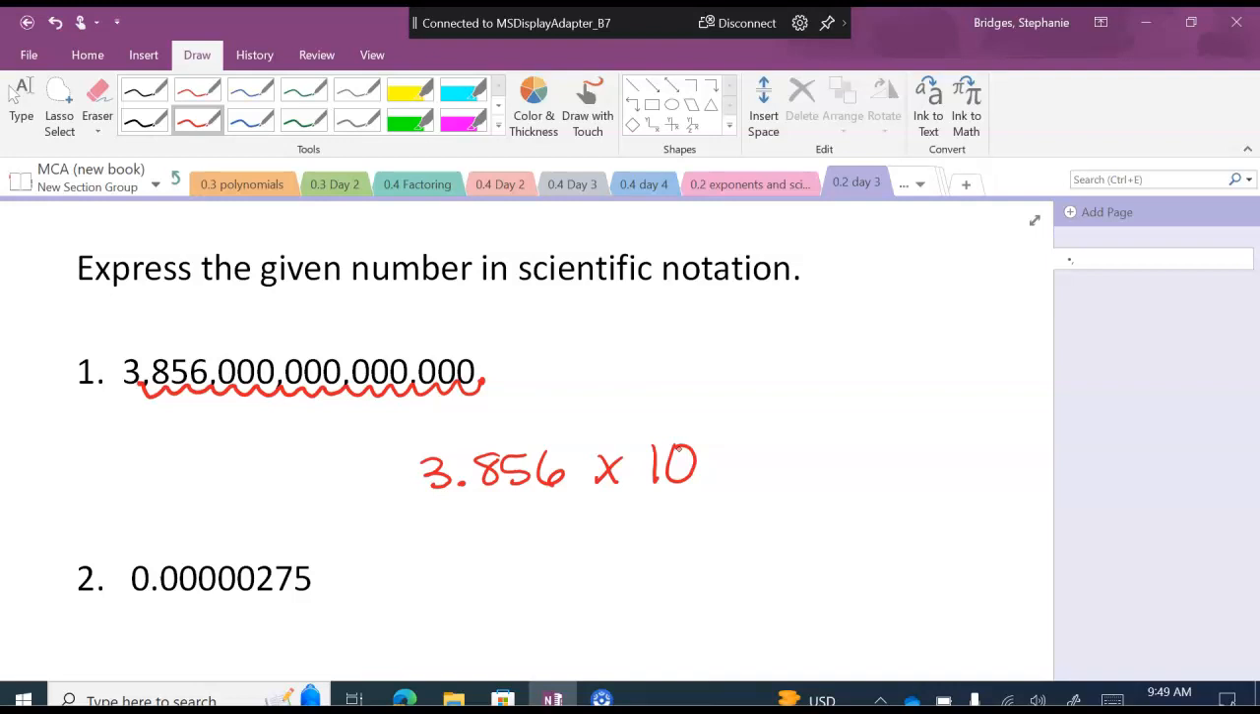What I like to think about is if I take that 3.856, am I trying to make it a bigger number or a smaller number to equal what we started at? Bigger. That number is a lot bigger than 3.856, right? So that tells me I want to use a positive exponent, because I'm making it into a larger number. If I were making it into a smaller number, I would want to use a negative exponent. That's kind of how I remember it. But if you want to remember your directions, okay.